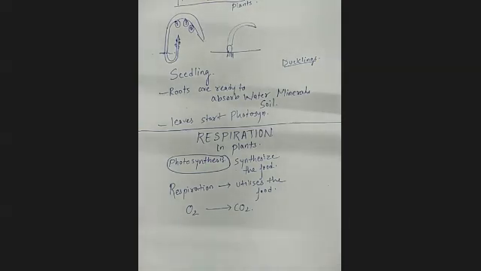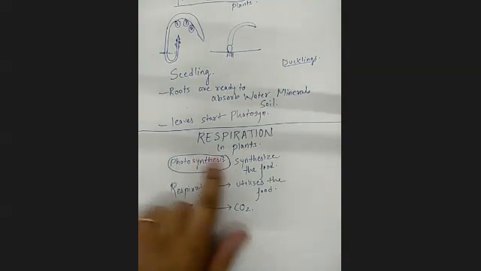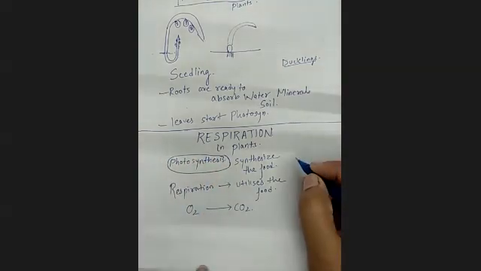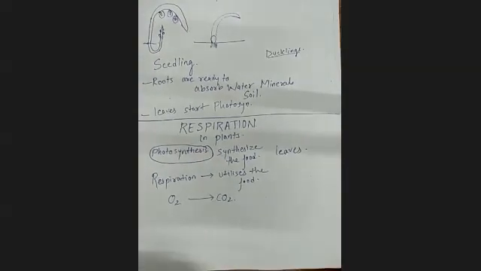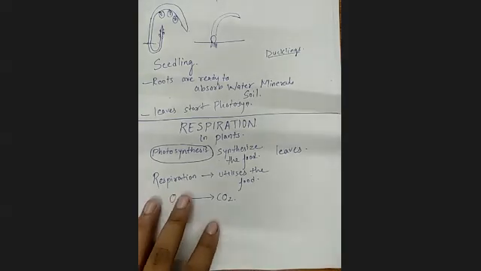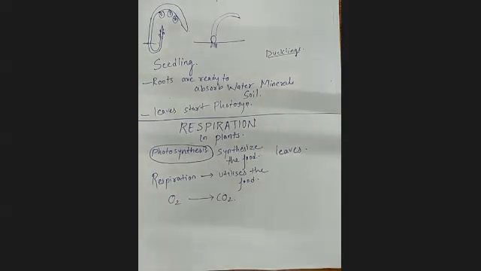You must have studied that photosynthesis occurs in leaves, the green leaves. Leaves are the location for photosynthesis, and respiration can be done by each and every cell of the plant, and that is to be understood.